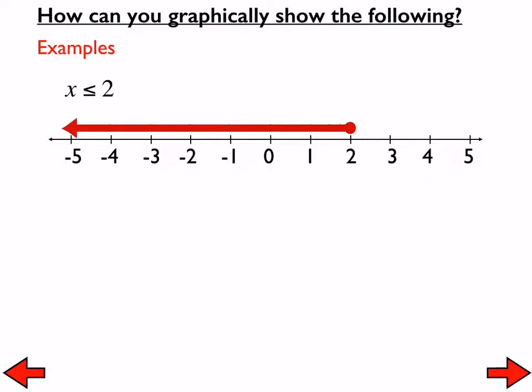Isn't there something we have to do with the dot since it's less than or equal to? Don't you have to do something with the dot at the 2? Well, we're going to come to that idea, but it should be closed in because we're including the 2. Sometimes we don't close it in, but we'll talk about that in just a second.